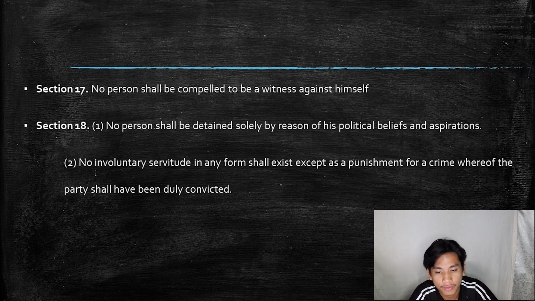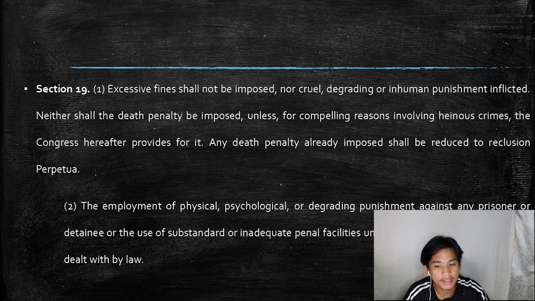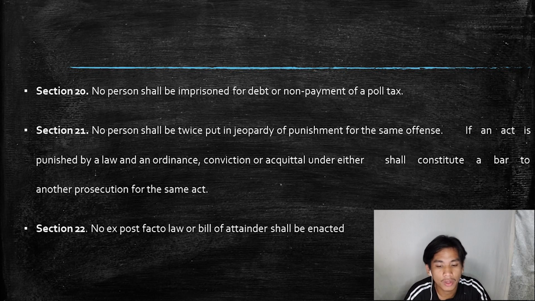Section 18, known as involuntary servitude, a compulsory service of one to another. Section 19, heinous crime, offenses that are exceedingly bad or evil, or those committed with extreme cruelty as to shock the general moral senses, such as rape, parricide, murder, robbery with homicide. Section 20. No person shall be imprisoned for debt or non-payment of a poll tax.